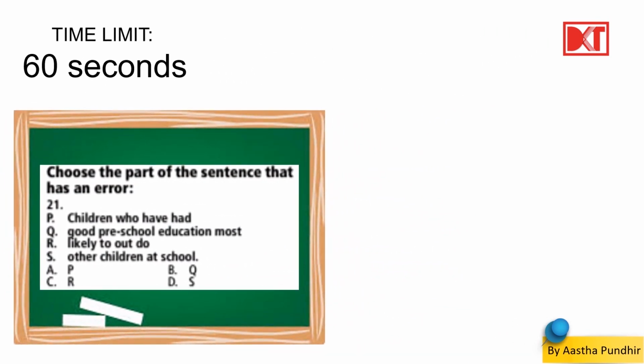Children who have had good preschool education most likely to outdo other children at school. Okay, so here, Q. Children who have had good preschool education are most likely. Okay, this should be this auxiliary verb here. Are most likely to outdo other children at school. Okay, so the part which has an error is Q. B is the answer.